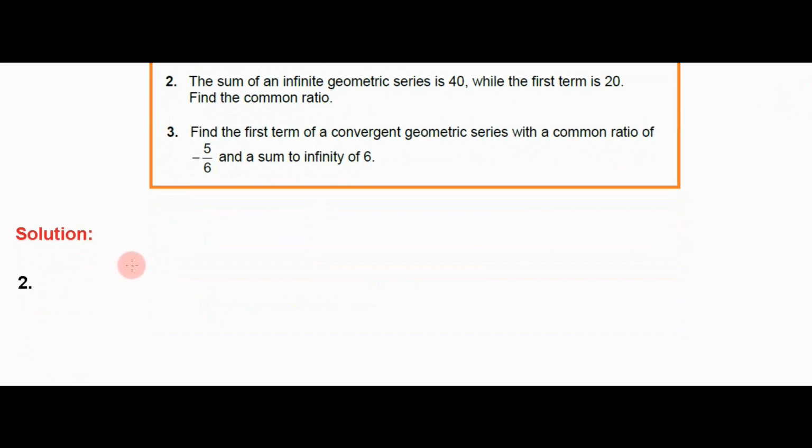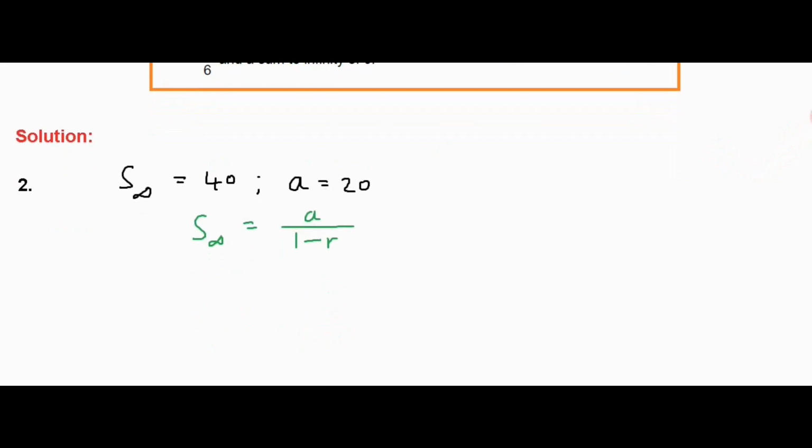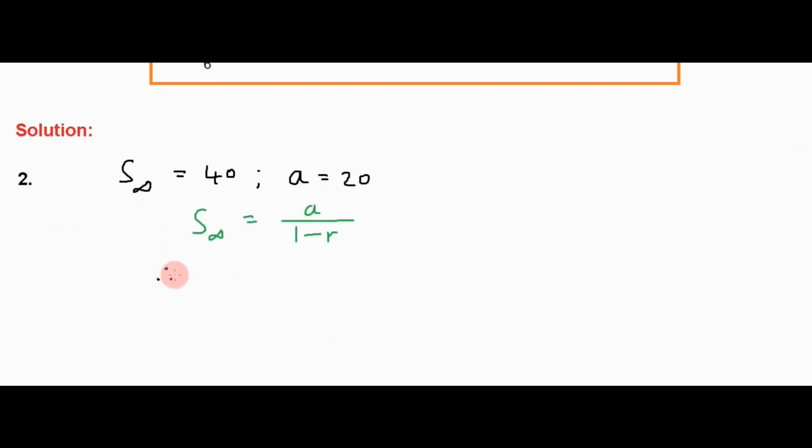So we know that the sum to infinity is 40. We also know that the first term A is 20. Once again, we're going to use this formula. The sum to infinity is A over 1 minus R. And we can plug in our values. The sum to infinity is 40, and that's equal to A, which is 20, over 1 minus R. And we need to solve for R.